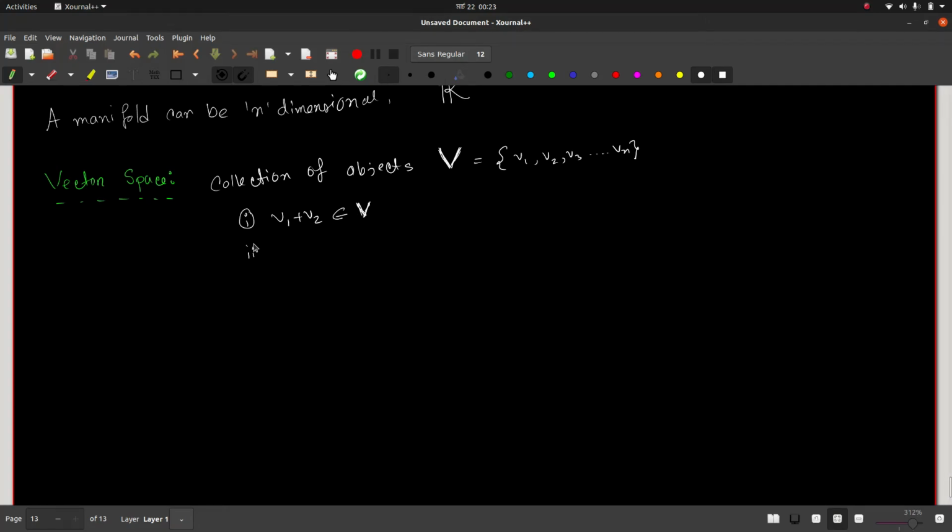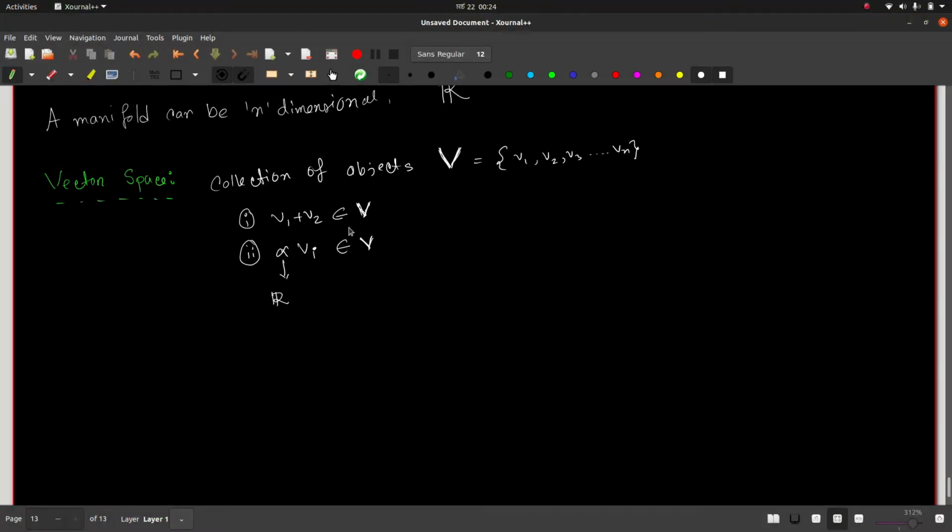And the second property is that if there is some alpha, where alpha is a real number, if you multiply this with any V1, V2, V3, whatever, let's call them generally Vi, this will also belong to V. If you have a set or collection of objects that satisfy these things, then that would be called a real vector space.